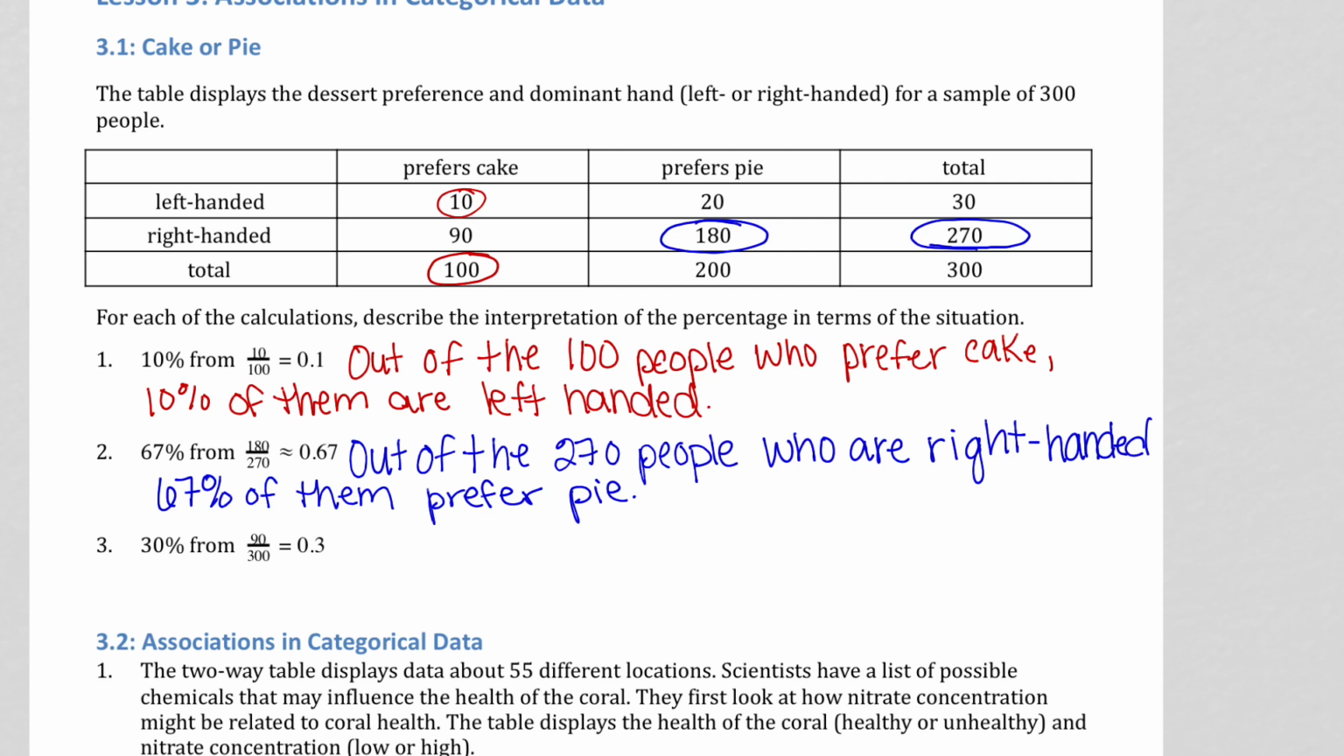All right, so we have 30% from 90 divided by 300 equals 0.3. Where does the 90 come from? The right-handed cake. And where did the 300 come from? The total number of people who were surveyed. So we're going to start this one out a little bit different. We're going to say 30%.